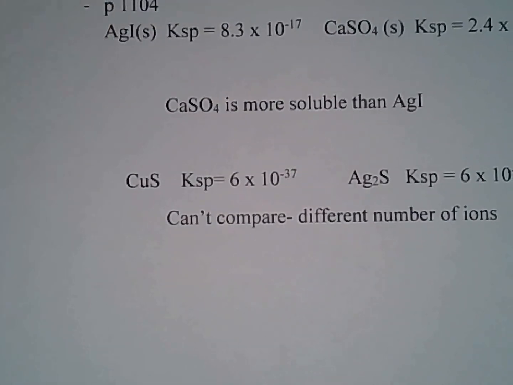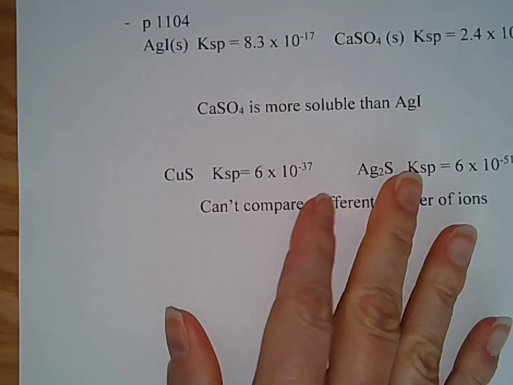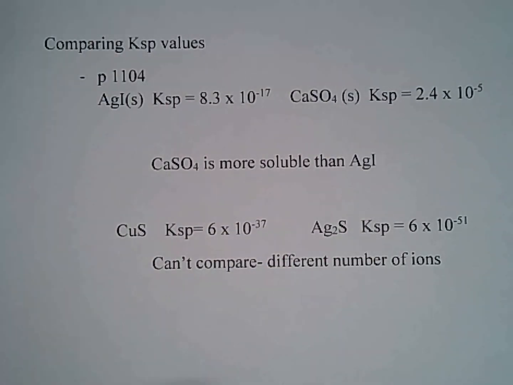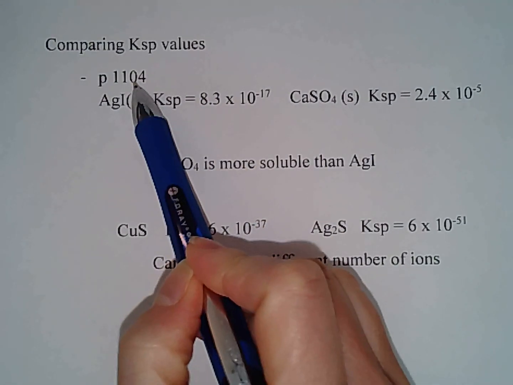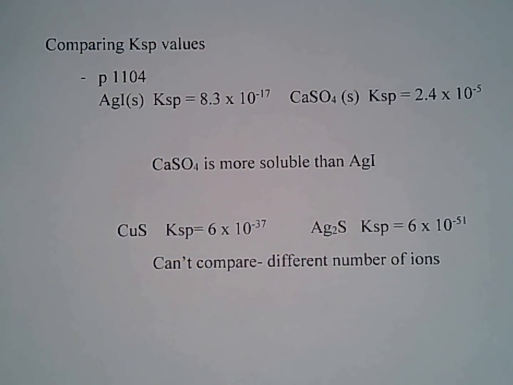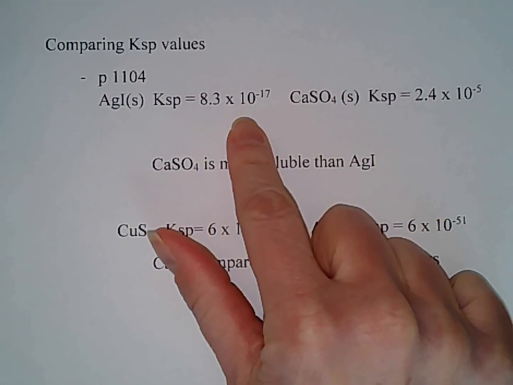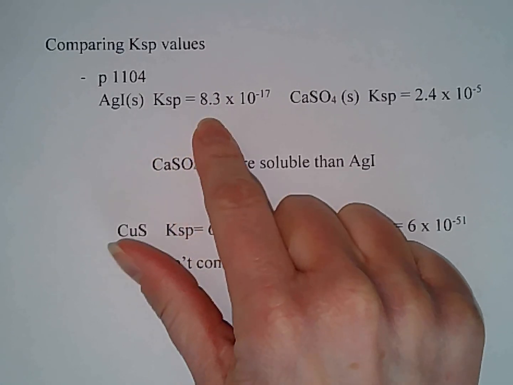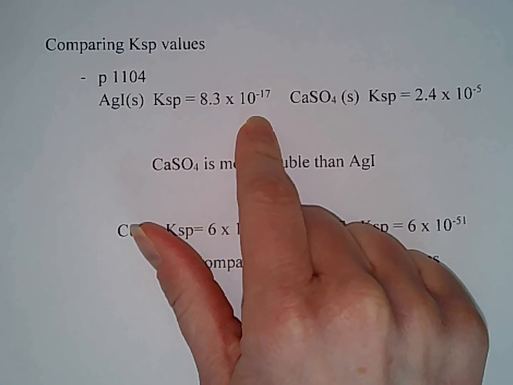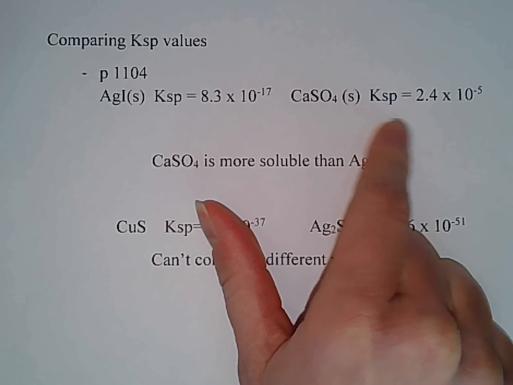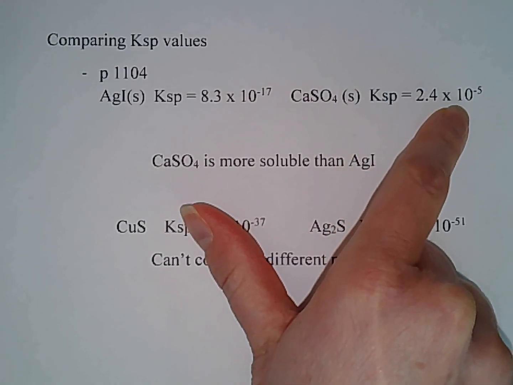So first off, I need you to go to your book and find page 1104. 1104 is going to have a table of KSP values of different ionic salts, and these are going to be in powers of 10. So please recognize silver iodide has a KSP of 8.3 times 10 to the negative 17th. Calcium sulfate has a KSP of 2.4 times 10 to the negative 5th.